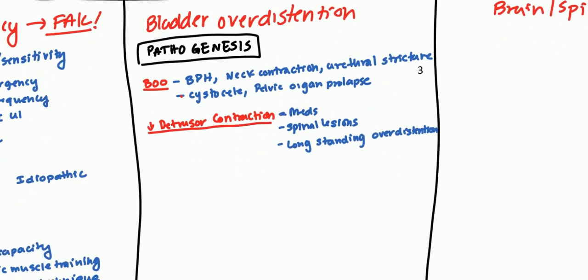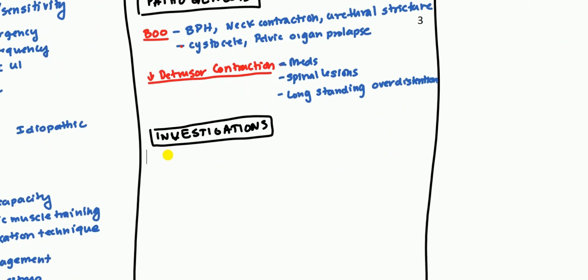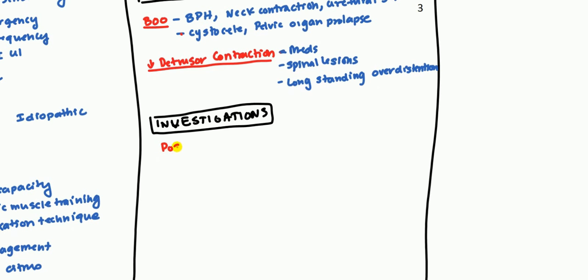There are some investigations you do want to do specifically for overflow incontinence. The most specific one is going to be the post-void residual volume. And so again, what they do is after they completely try to empty their bladder, you measure the volume that's remaining in the bladder. And this can also be done by ultrasound, where you actually look at how much urine is in the bladder remaining, or a catheter, where you remove the urine through the catheter and see how much is there.